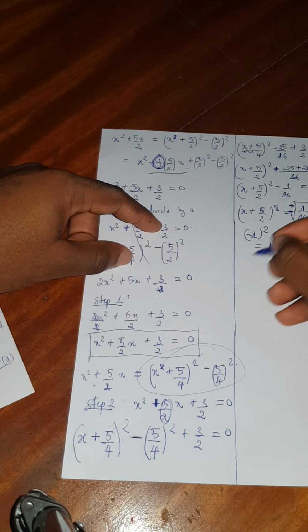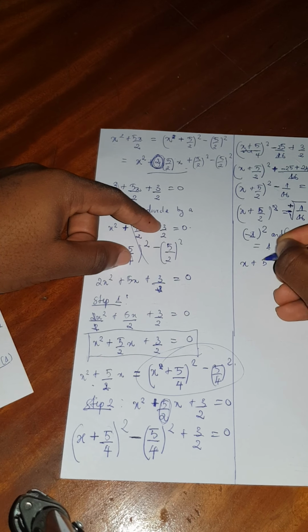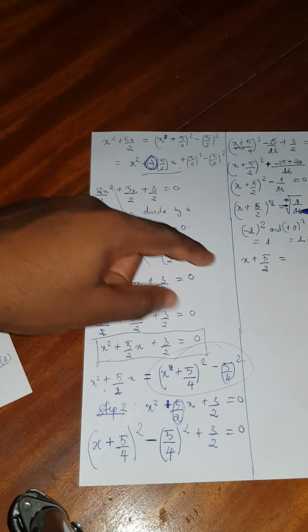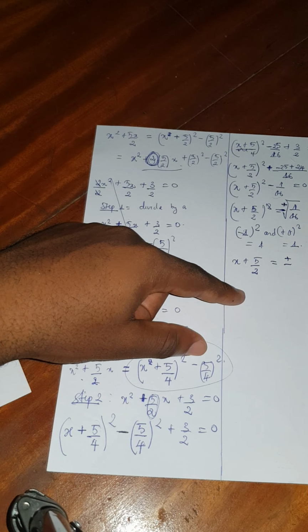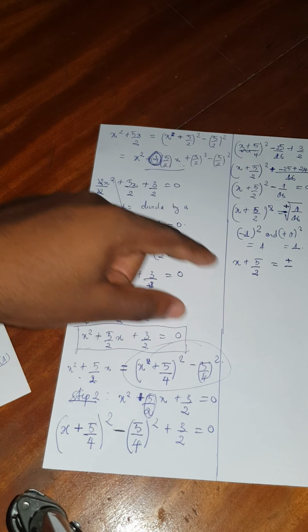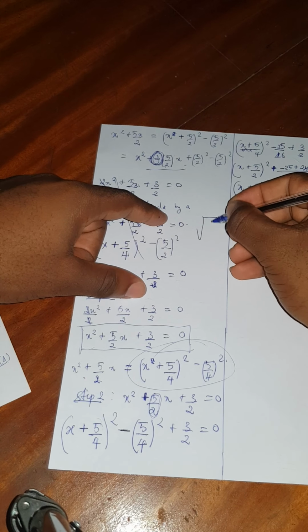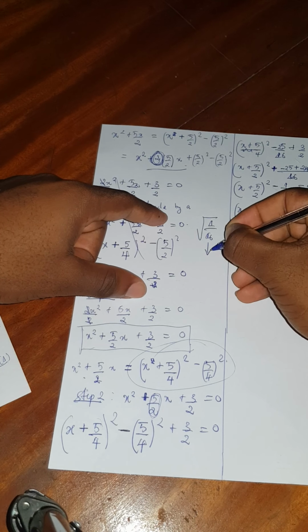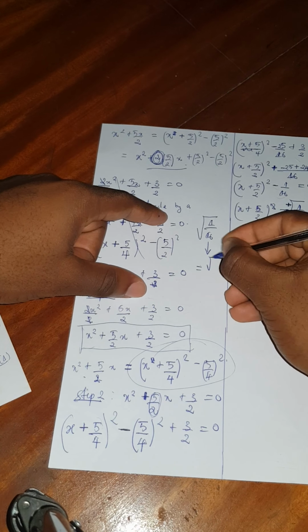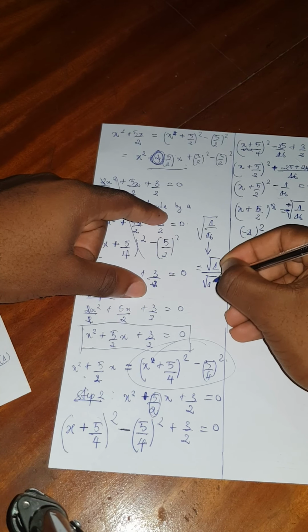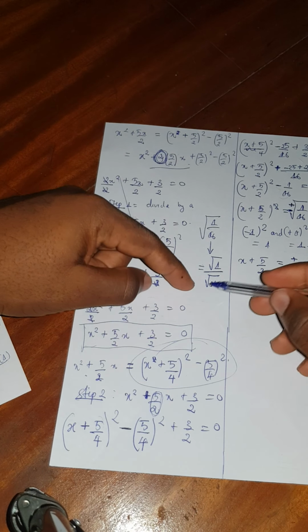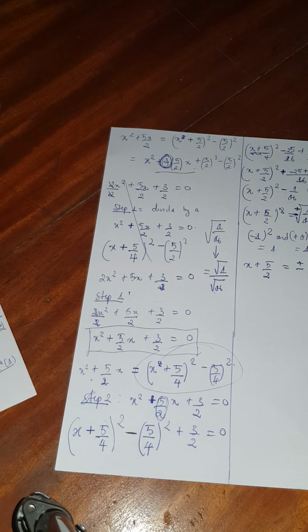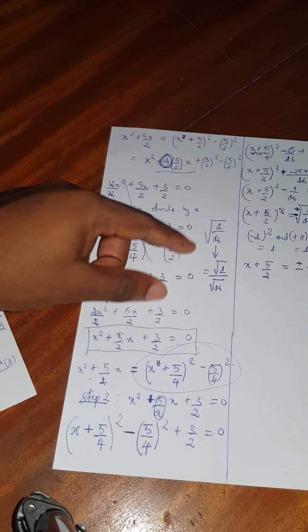So I come back and I'm going to have x plus 5 all over 2 equals plus or minus the square root of the top all over the bottom like this. As seen in sets, the square root of 1 all over 16 is equal to the square root of 1 all over the square root of 16. The square root of 1 here is going to be 1, and the square root of 16 is going to be 4. So I'm going to have 1 all over 4.